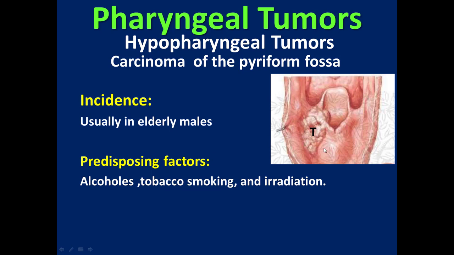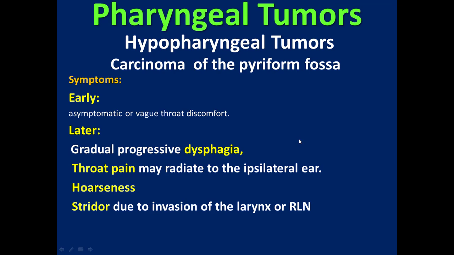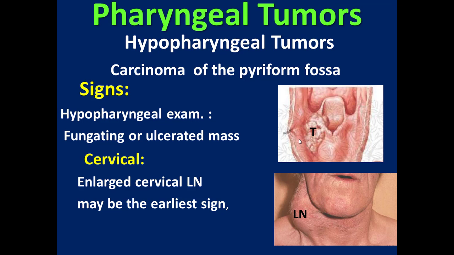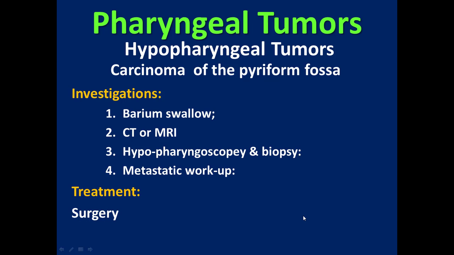And this is the posterior view of the hypopharynx. This is the normal piriform fossa, and you look for the tumor inside the piriform fossa. Symptoms: sometimes it is asymptomatic with vague throat discomfort, but later on there is progressive dysphagia, pain in the throat, change of the voice, and even stridor. On examination of the hypopharynx, you can see the tumor in the piriform fossa here, and if you look at the neck, you can see the lymph node.